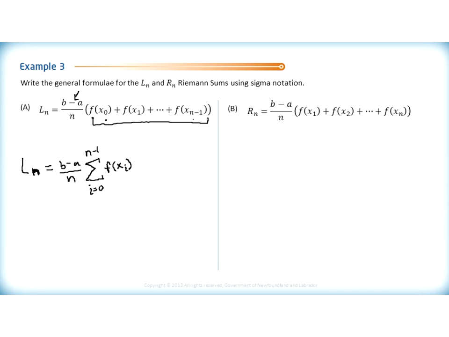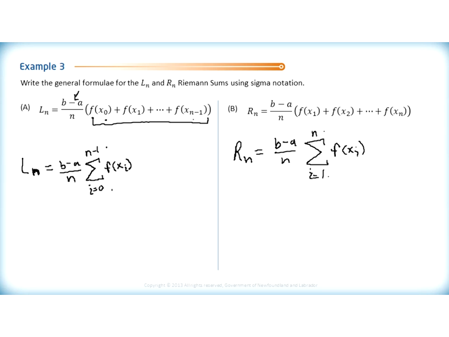I'll do something similar over here for Rn. I could say it's b minus a over n. And I'm going to write another sigma to represent that sum, going from i equals 1 all the way up to n this time of f of xi. So really the only difference between these is that instead of starting at 0 and going to n minus 1 like we do for our left-hand sum, our right-hand sum starts at 1 and goes to n.